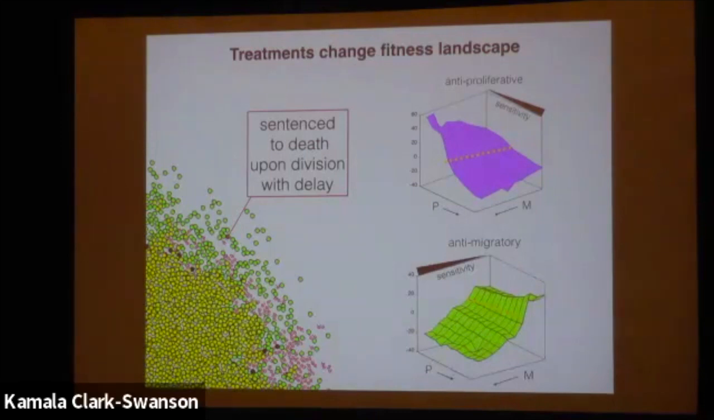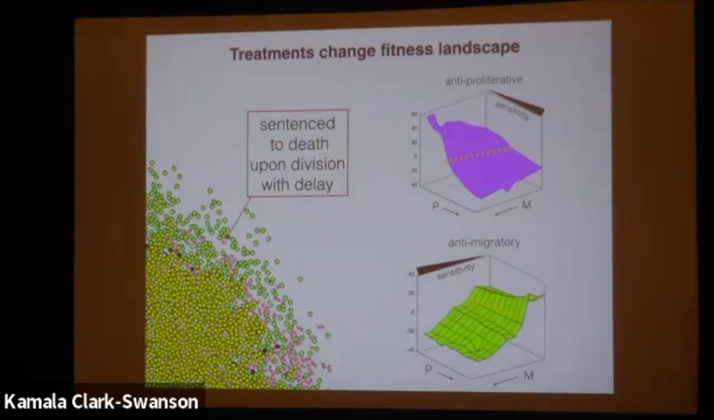And there's other things that affect this landscape. So the environment. Let's say you have a drug that targets fast proliferators, a chemo, or a drug that targets fast migrators. In this model, if you just have these monoclonal populations and you subject them to these drugs, then you get landscapes that look like this.